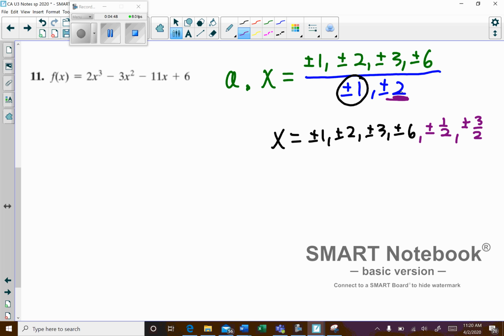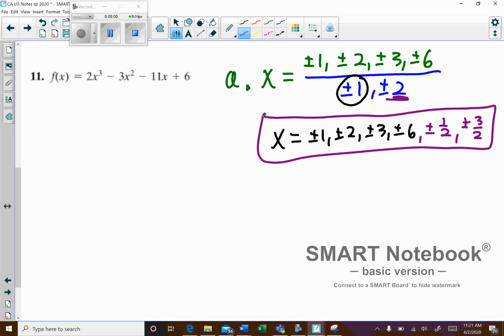And then 6 over 2 and negative 6 over 2, that's going to give us positive and negative 3. It's already listed, so I don't need to list it a second time. So those are all my possible rational solutions. And so once again, you can just start at 1 and kind of go down the list.